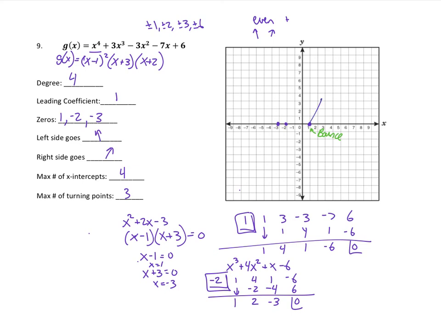We know that it's going to go up to the left, up to the right. It's going to go down, back up through negative 2. It's going to go up, it's going to hit negative 1, and it's going to bounce back up.